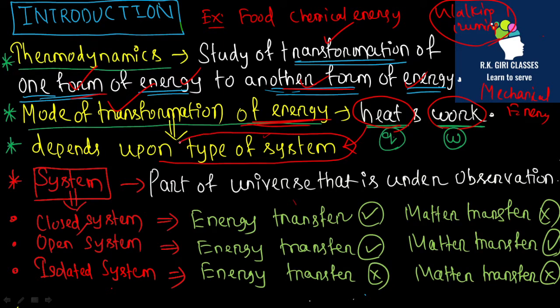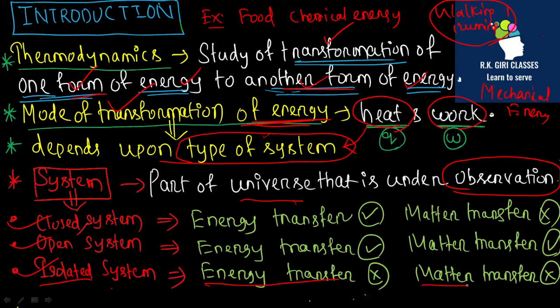system you are considering. And what is that system? System is the part of the universe where you observe the transformation of heat. There are basically three types of system: closed system, open system, and isolated system. In isolated, neither energy transfer nor matter transfer, but in open system both energy and matter transfer. But in case of closed system, only energy transfers but matter does not.